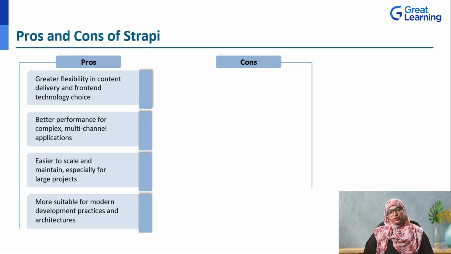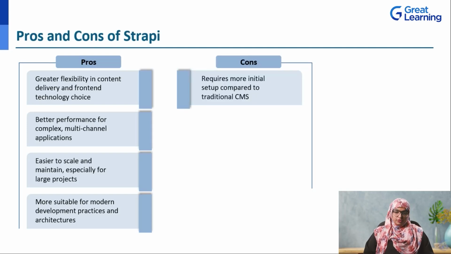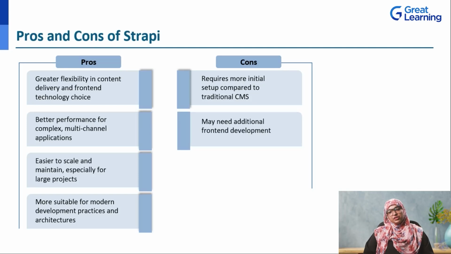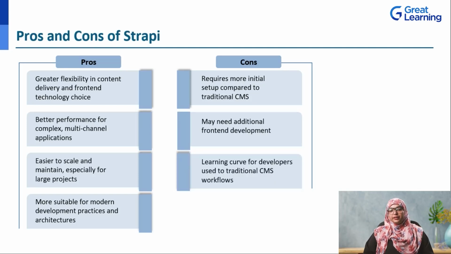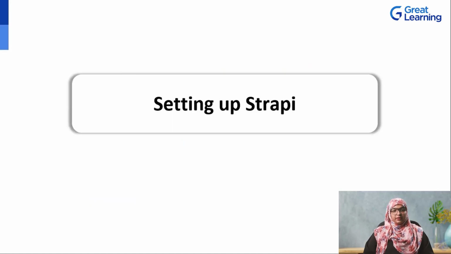So what are the cons of Strapi? It requires more initial setup compared to a traditional CMS. Obviously, you need to have your servers up and running, so you need some initial setup when compared to traditional CMSs. It may also need additional front-end development, and there is a learning curve for developers used to traditional CMS workflows, right? Most developers are comfortable using a traditional CMS. So a little bit of learning needs to happen when trying to build something with the help of Strapi, right?